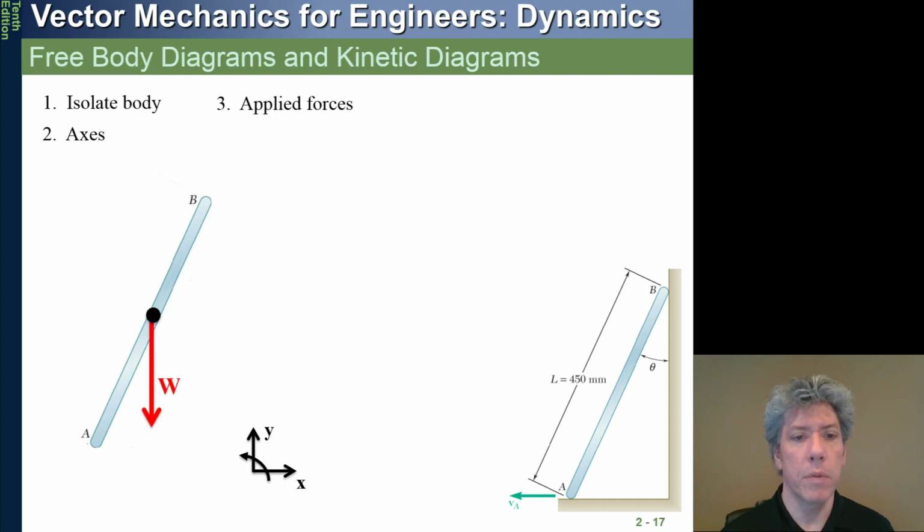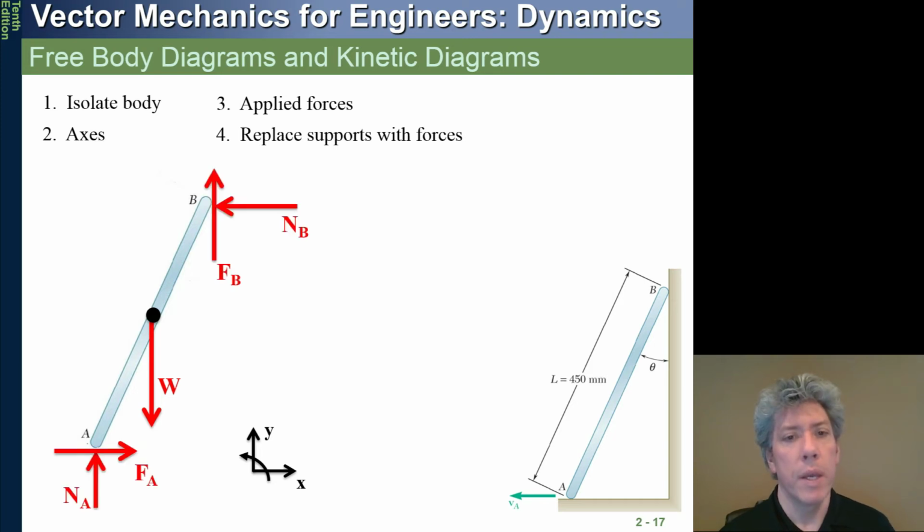Apply forces. Well, there's weight. What else is there? Well, there also are support forces, right, from the wall. So these support forces are going to be normal forces at A and at B, and there will be friction as a result. Now, how do you know which way to draw the friction forces?